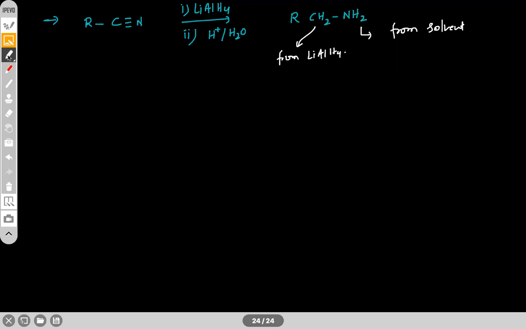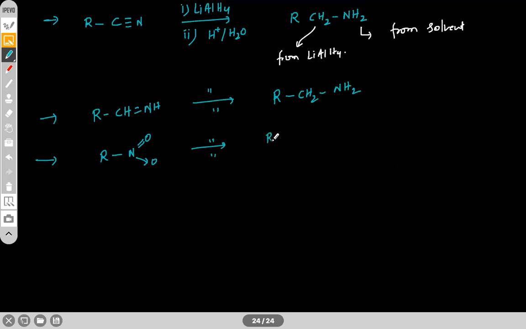Okay, cyanide converts into primary amine. If you have imine, this reaction we have just seen before with the same reagent, it converts into RCH2NH2. If you take RNO2, it converts into RNH2. If you take oxime, again it gives 1 degree amine.